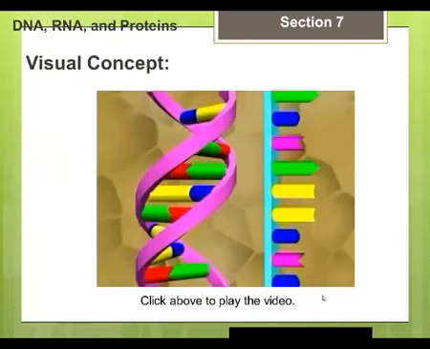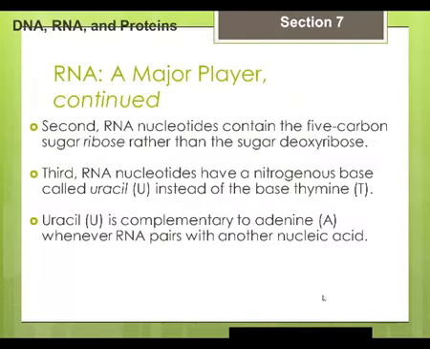Second, the RNA nucleotides contain the 5-carbon sugar ribose rather than the sugar deoxyribose, so hence the name RNA instead of DNA. So it's just simply the 5-carbon sugar ribose. And then third, RNA nucleotides have a nitrogenous base change. Uracil occurs instead of thymine. So in the place of thymine, RNA always has uracil. Uracil, again, much like thymine, is complementary to adenine. So whenever RNA pairs with another nucleic acid, it is always going to have that uracil, and that uracil, again, takes the place of the thymine.